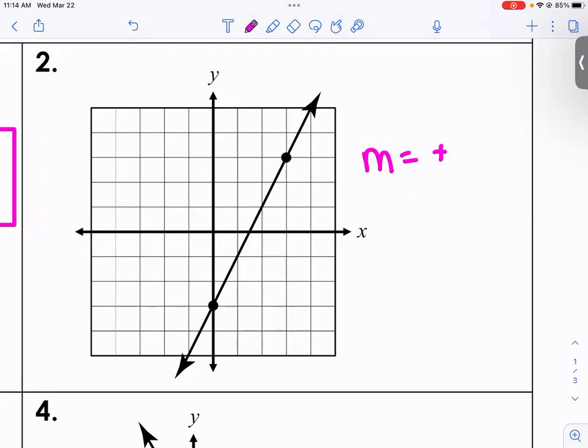So now if I count 1, 2, 3, 4, 5, 6 up, and we count 3 over, rise over run, we're going to put 6 over 3. Would that be the answer that I want? No. Harper, what would I want? What would it be simplified? What's 6 divided by 3?